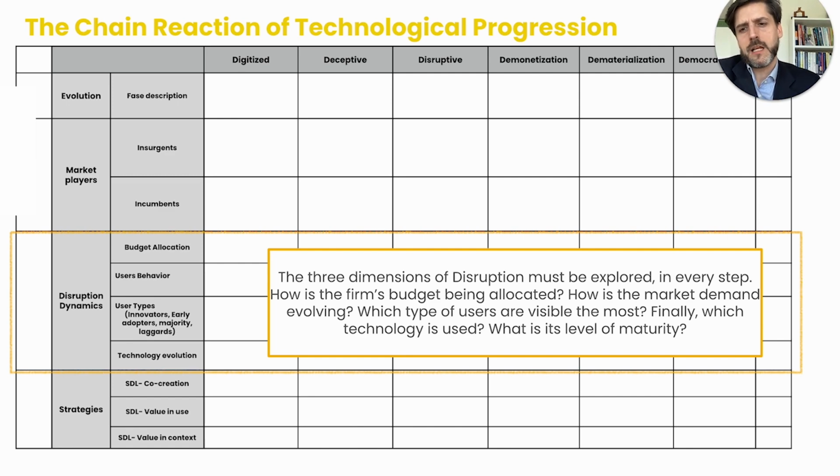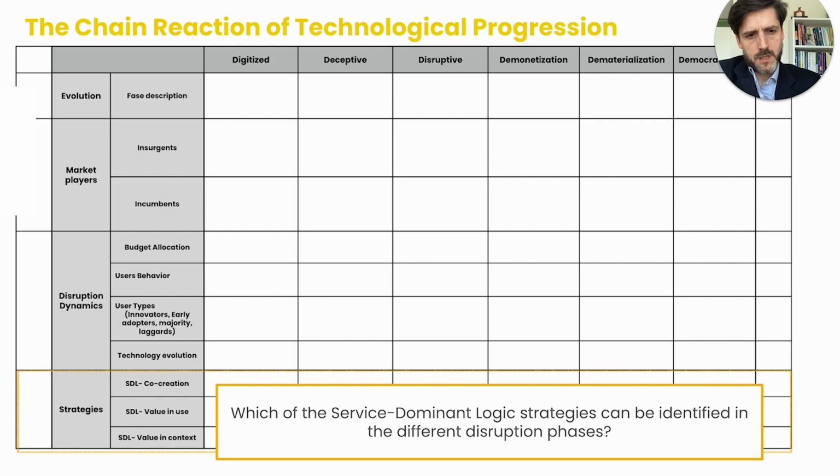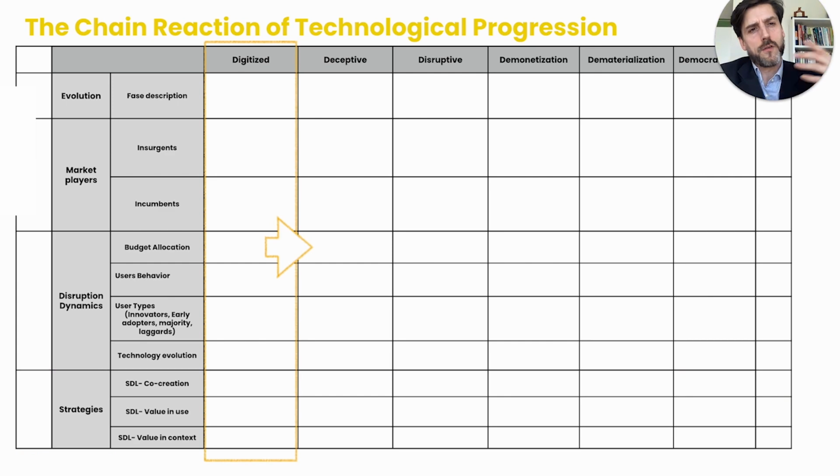And then finally, in the third stage, it's about strategies. And so here we are connecting the specific service dominant logic strategies that we have already seen together next with the different specific stages. So the goal is to have a general overview of the industry. There will be an overview with an in-depth part.